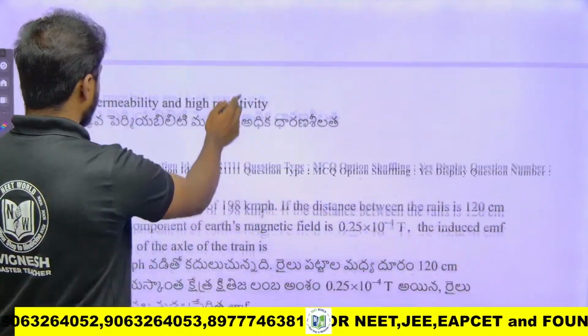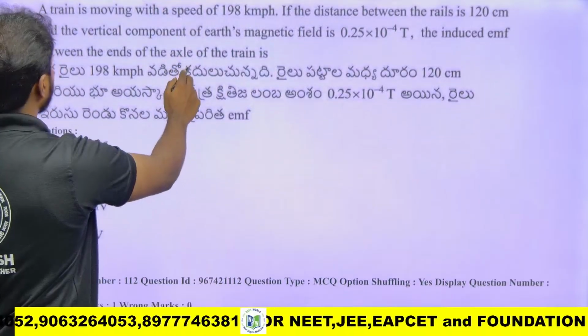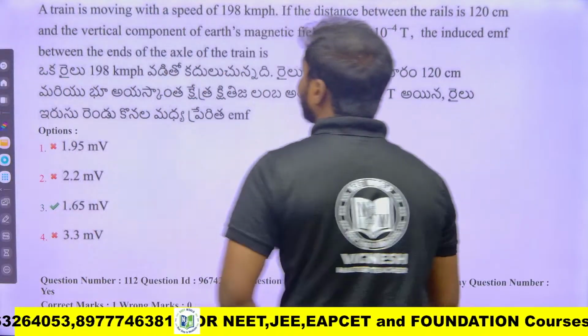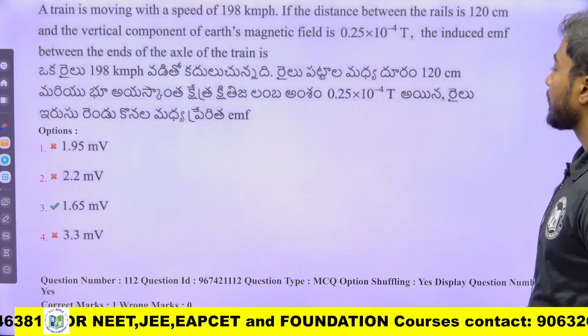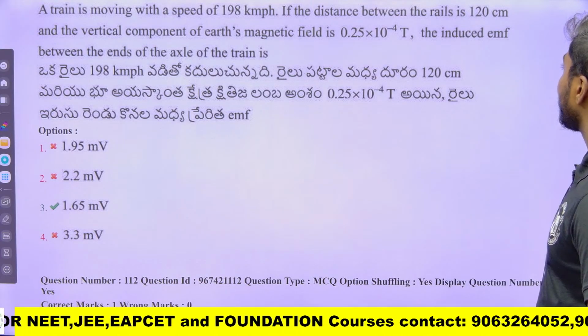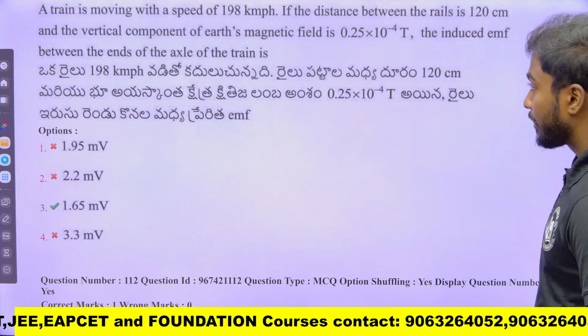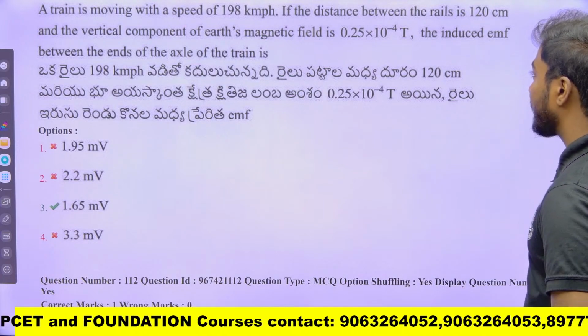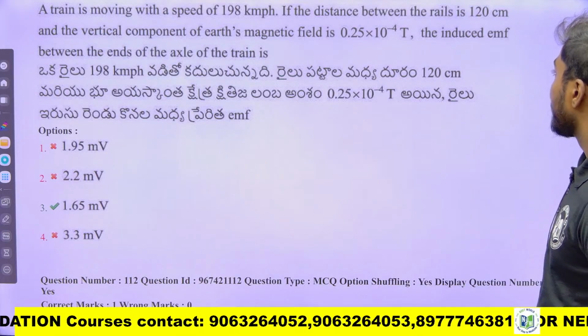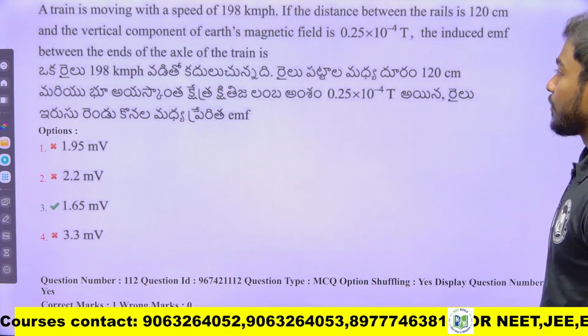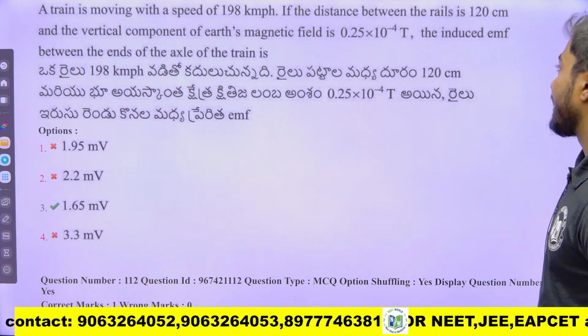What is question number 111? What is given in the question? A train is moving with a speed of 198 km per hour. The distance between the rails is 120 centimeter and the vertical component of the Earth's magnetic field is 0.25 into 10 power minus 4. Find the induced EMF between the ends of the axle of the train.